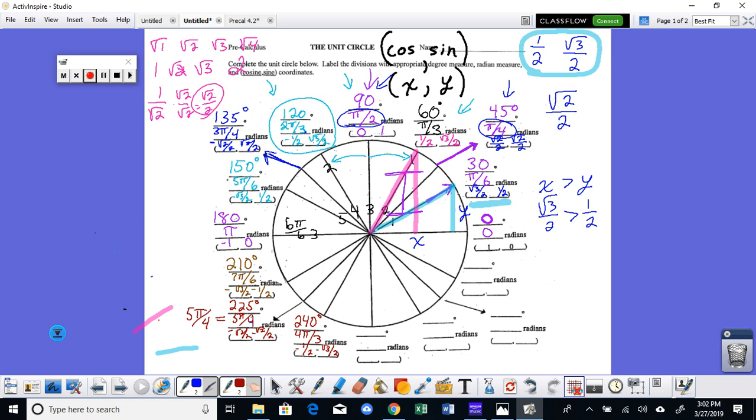Okay. What happens down at the bottom in degrees? 270. What's that in radians? 3 pi over 2. My ordered pair? 0, negative 1.